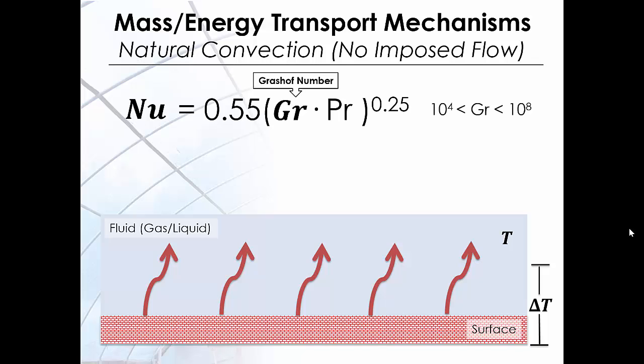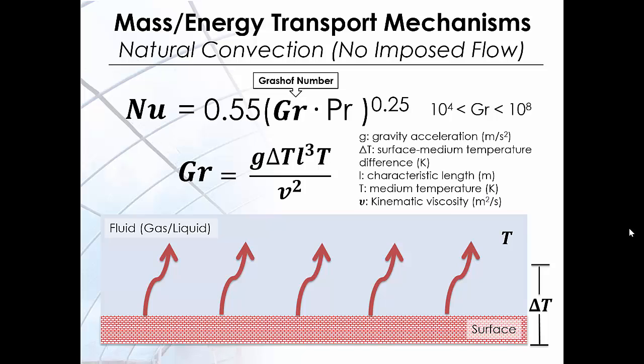This number is the Grashof number that is defined with this equation, where g is the gravitational acceleration, delta T is the surface medium temperature difference, L is the characteristic length, T is the medium temperature, and v is the kinematic viscosity of the fluid. Similar to the case of forced convection, these relationships are simplified with a more comprehensive analysis of multiple surfaces and flowing fields in a greenhouse.